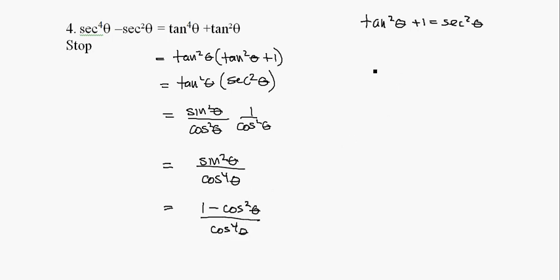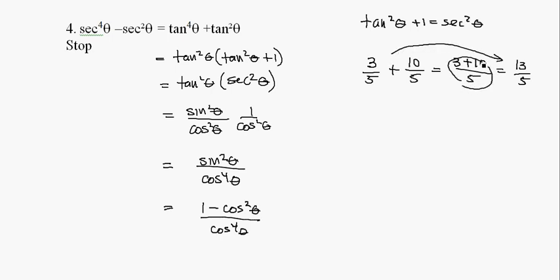Well, here's a little side note here. 3/5 plus 10/5 is equal to 3 plus 10 over 5, which is equal to 13 over 5. So everybody's really good at working with fractions and going this way. But if I have this expression here, a binomial or any number of terms in the numerator over a single term denominator, a monomial, I can break it up into two fractions like that. So I can break this up into 1 over cosine to the fourth theta minus cosine squared theta over cosine to the fourth theta.